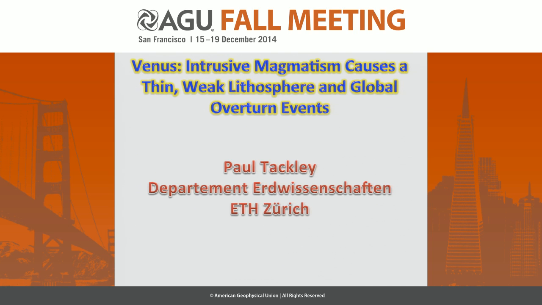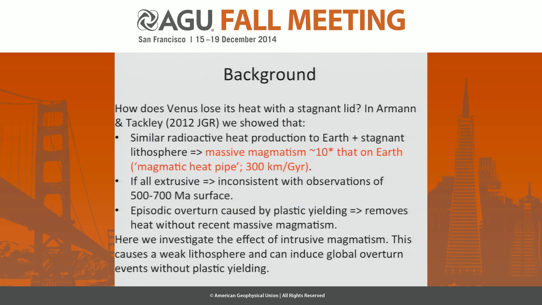I changed the title. So now it's Venus, Intrusive Magmatism Causes a Thin, Weak Lithosphere and Global Overturn Events. Next slide. Or can I change it? Okay.